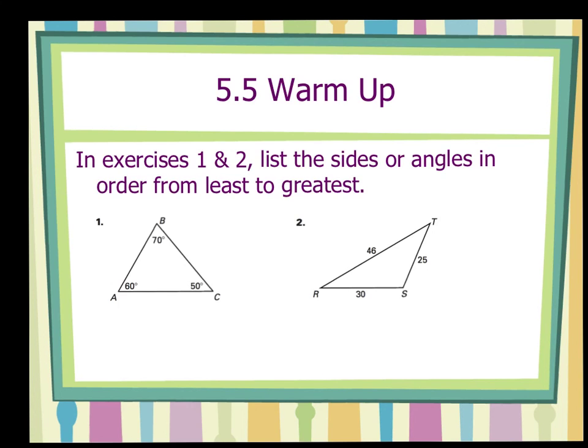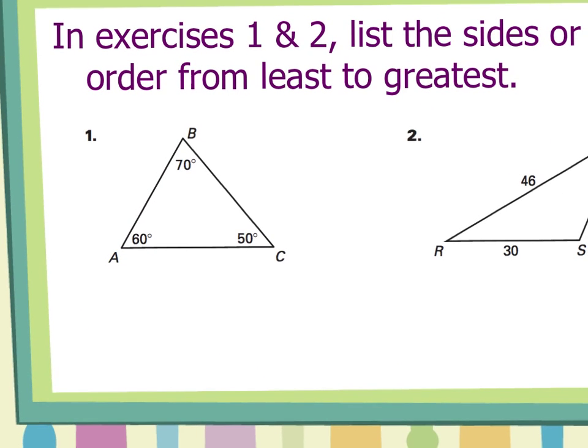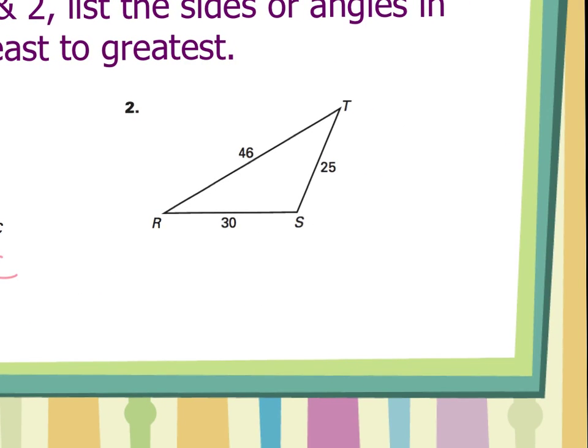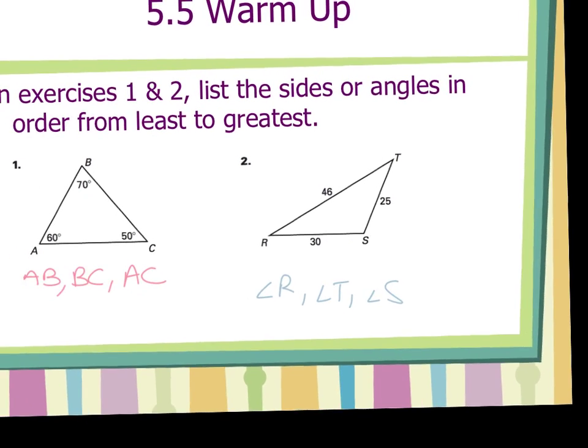So this one says in exercises 1 and 2, list the sides or angles in order from least to greatest. So I obviously want you to list the ones that are not already there. If the angles are there, then you're giving me the sides. So for number 1, what's the smallest side? AB, and then BC, and then AC. And then for 2, they're giving you the sides, so you want to do the angles. What's the smallest angle? R, then T, then S. Okay? Questions on either of those?